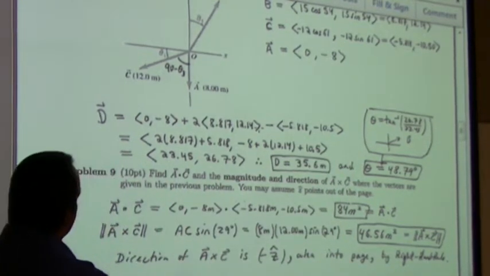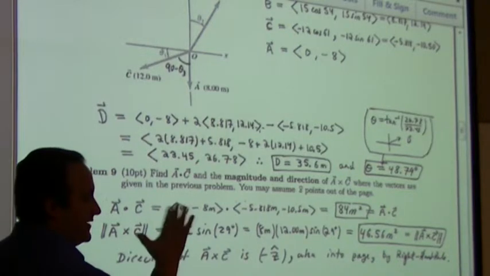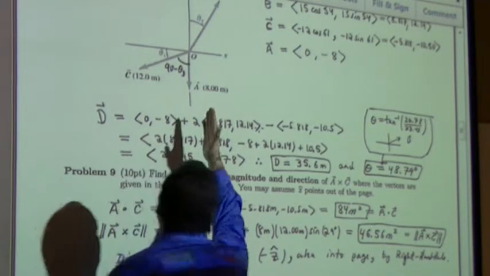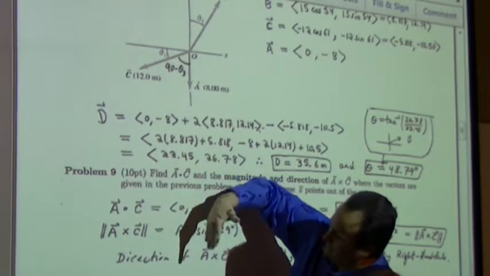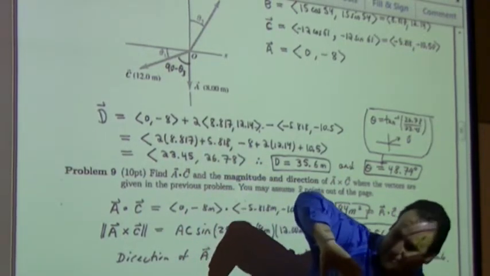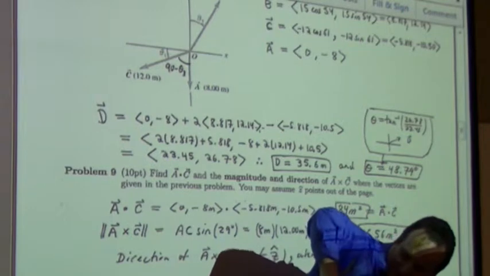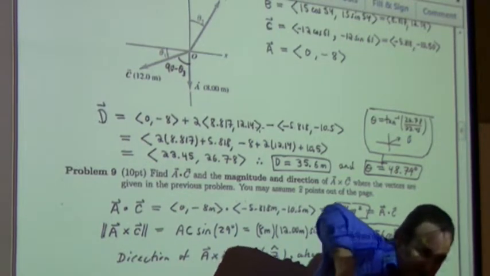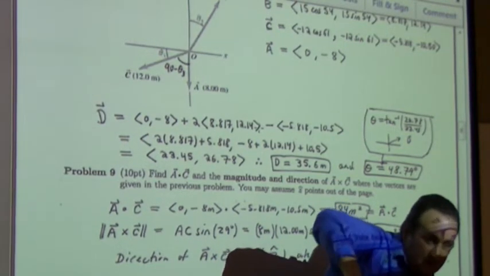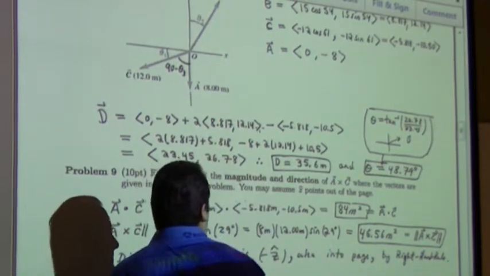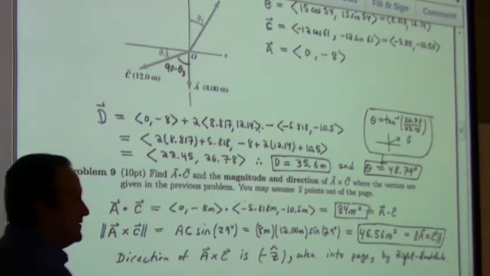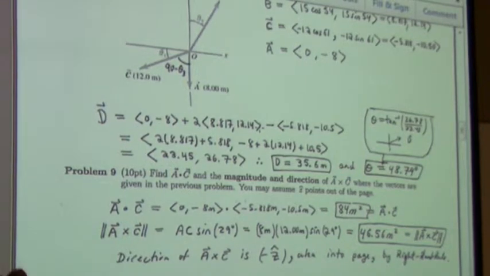Finally, get the direction of A cross C. I use the right-hand rule. So A, and then cross it into C, right? So like that. So I'm pointing into the screen, right? So that would be, as I've defined, z hat is coming out of the screen. It's in the minus z hat direction, also known as into the page.